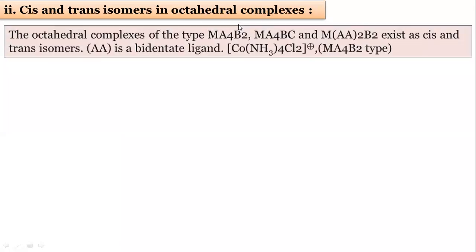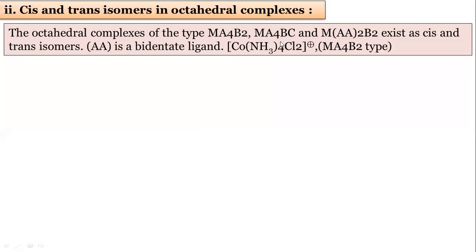Again, the next type is cis and trans isomers in octahedral complexes. Now you know, in octahedral complexes there are 6 ligands. We will discuss 3 types of complexes. The first one is MA4B2, and then MA4BC, and MAA2B2. We'll take an example, then it will be clear.